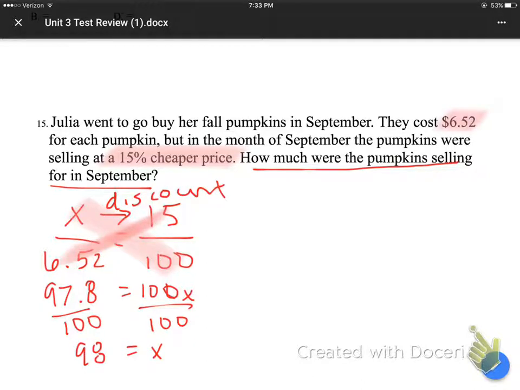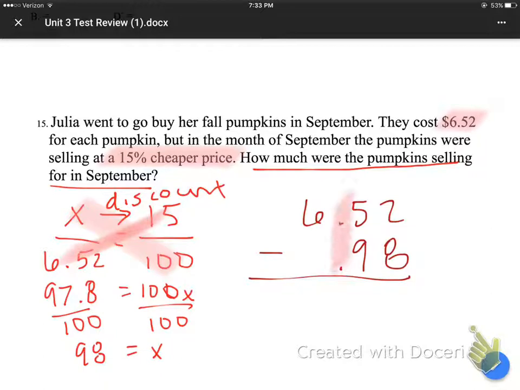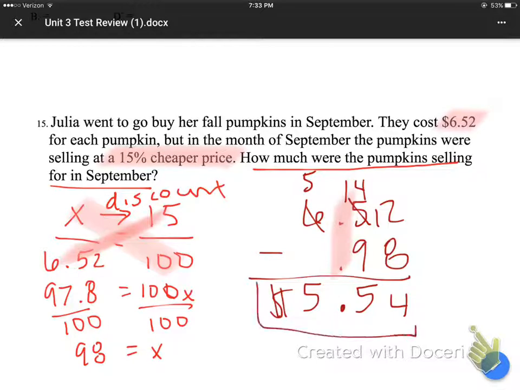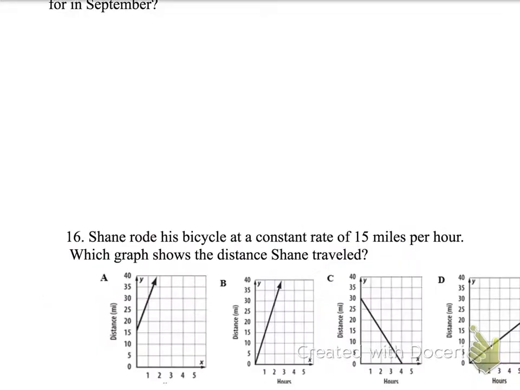And so it doesn't say how much was the discount. It says how much were they selling for. So then we have to take our original price and subtract our 98 cents. And we always line up decimal points when we're subtracting decimals. And so I'm going to subtract this. 12 minus 8 is 4. 14 minus 9 is 5. Bring my decimal down, I get 5. So the cost of the pumpkins in September is $5.54.